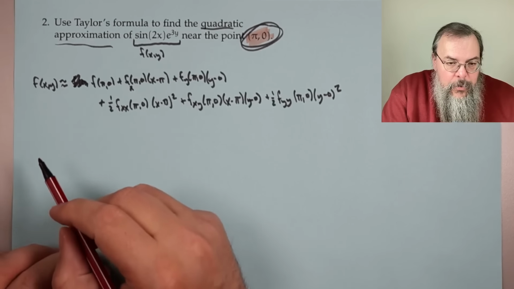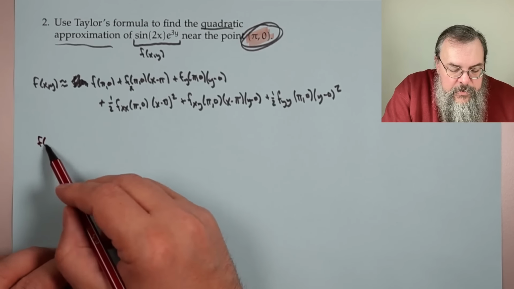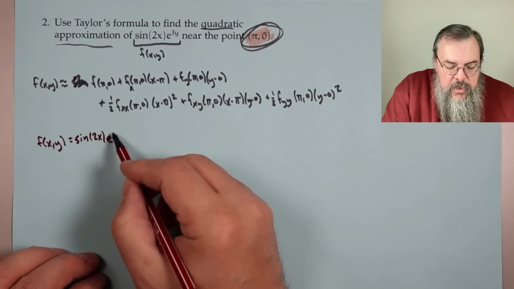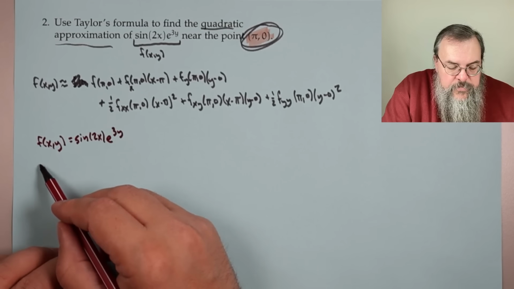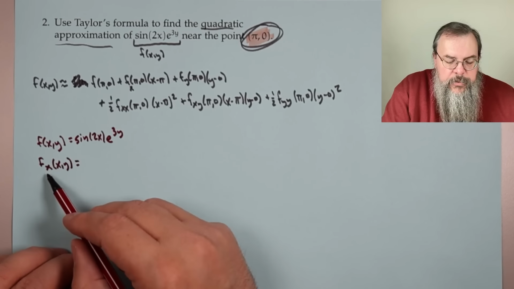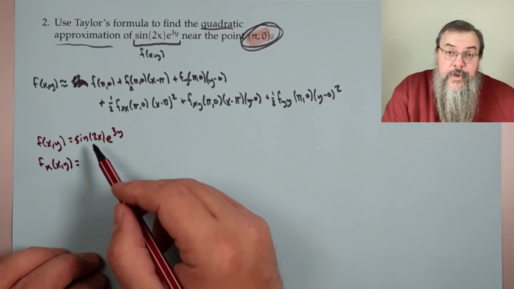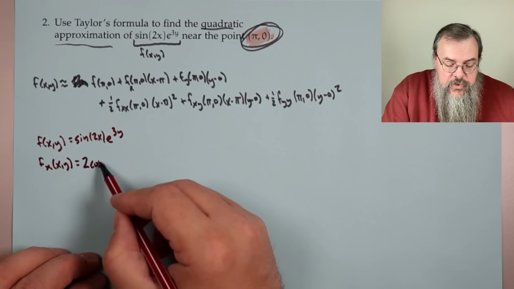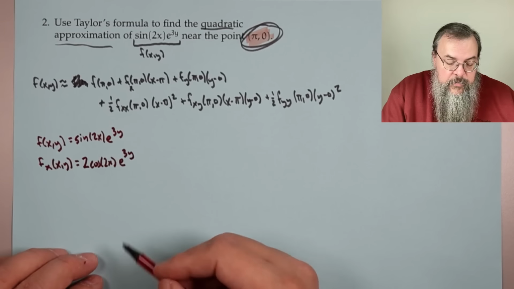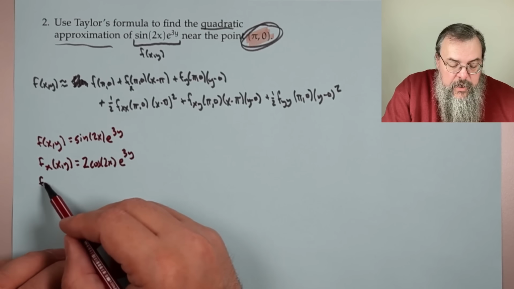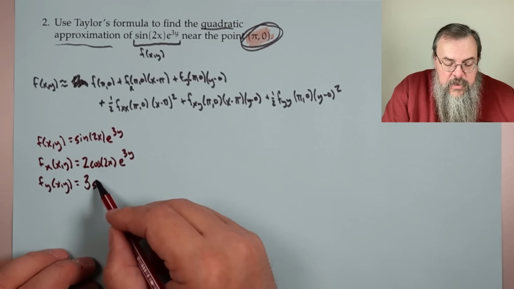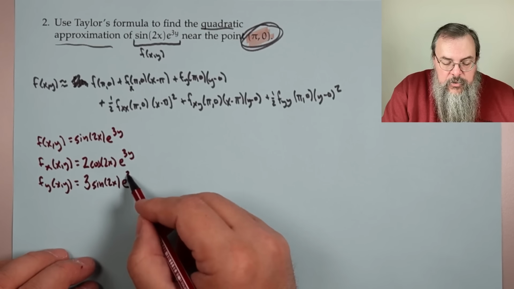All right, well, we'll start at the very beginning. That's a very good place to start. So we have our sine 2x e to the 3y. So f sub x of x, y. Well, taking the derivative with respect to x. Derivative of sine, cosine. So it'll be 2 cosine 2x, and the e to the 3y comes along like it were a constant. 2 from the chain rule. F sub y of x, y, now the sine 2x is like a constant. The 3 comes down. 3 sine 2x e to the 3y.